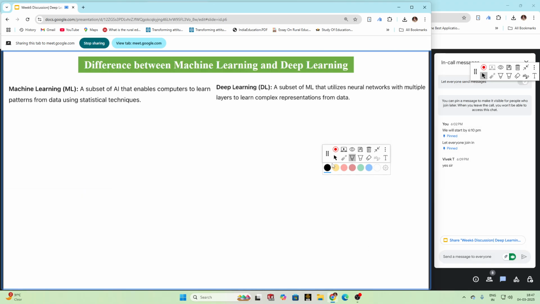Okay, so another important thing that I should discuss is the difference between machine learning and deep learning. The course you are studying is deep learning, and there is another thing that is very popular, known as machine learning. So what is the difference between machine learning and deep learning?